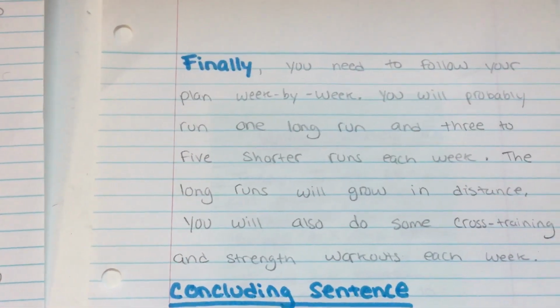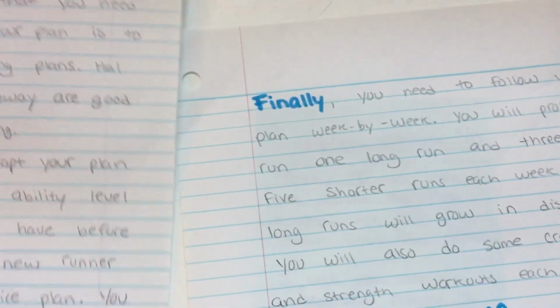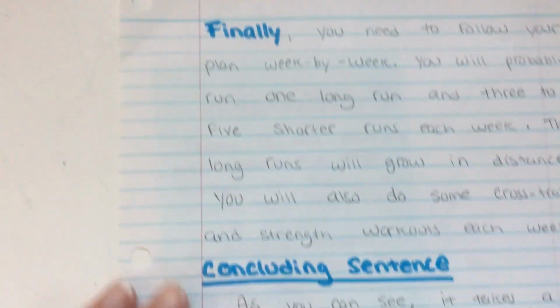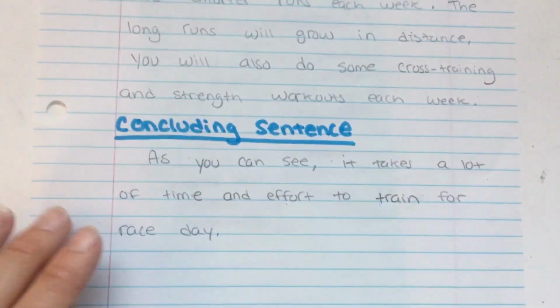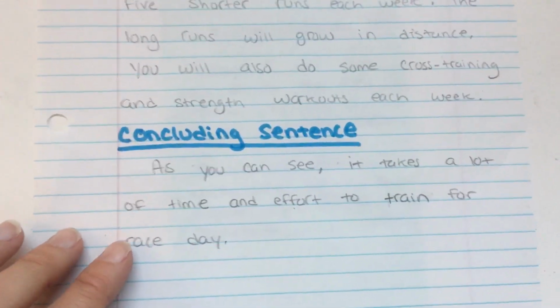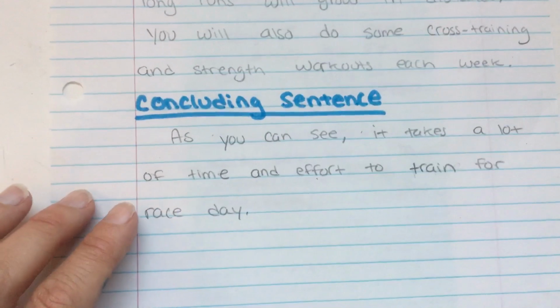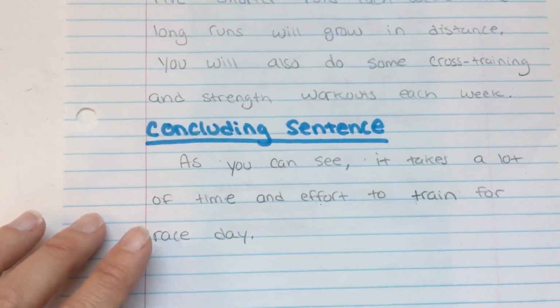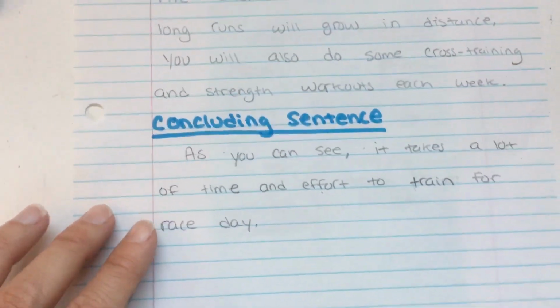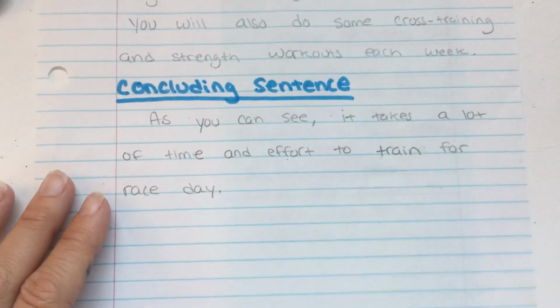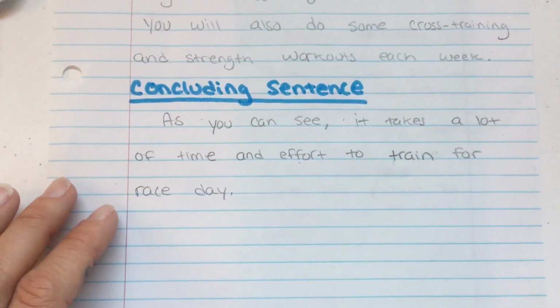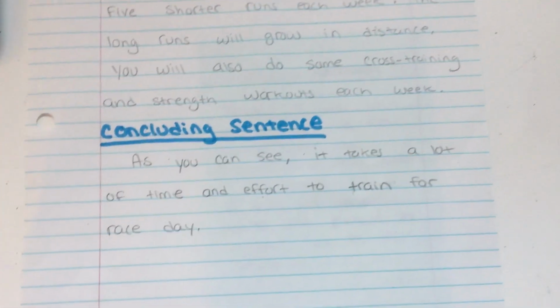After you've drafted your body section, your how-to section using temporal words, then you just need a concluding sentence. And the concluding sentence should wrap up all of the main ideas and leave your reader understanding the main points of this subtopic. So I wrote, as you can see, it takes a lot of time and effort to train for race day.